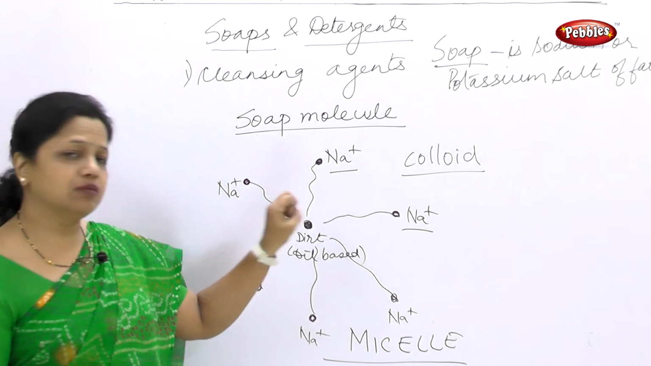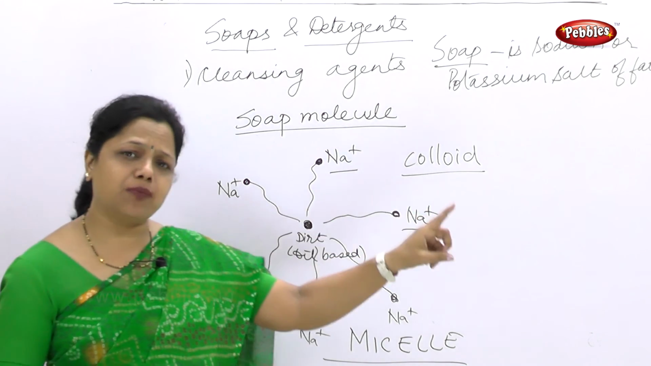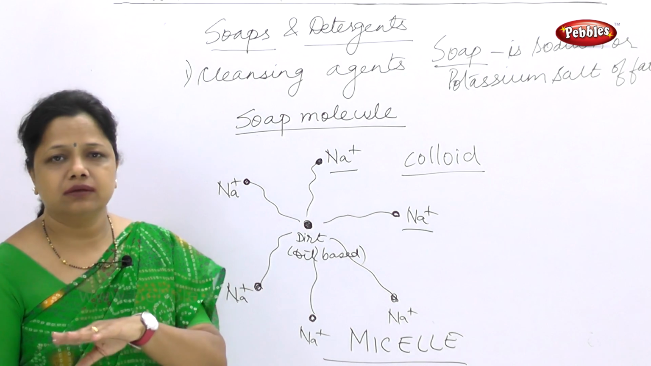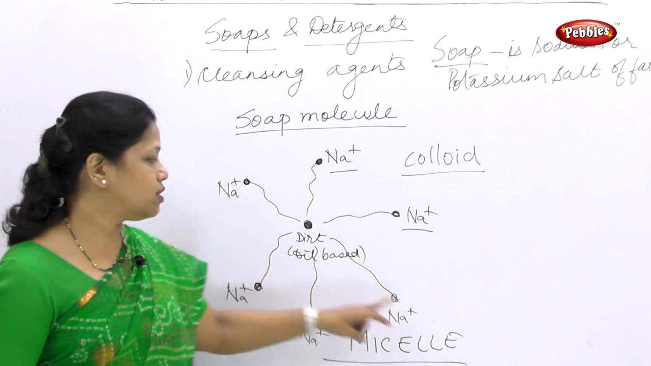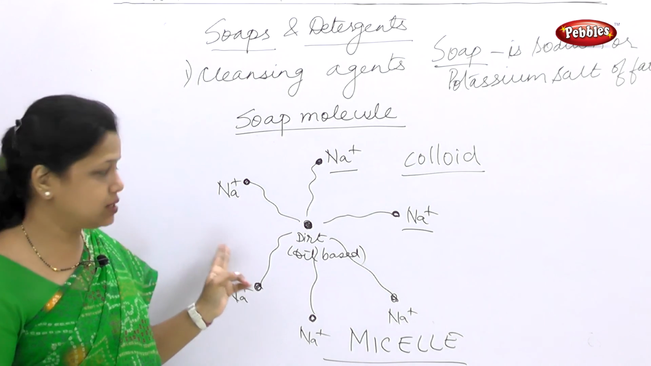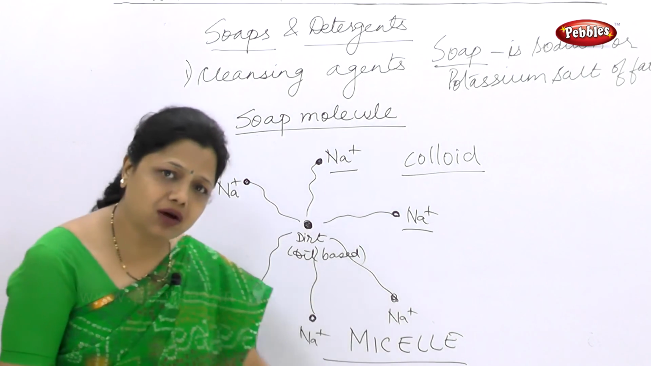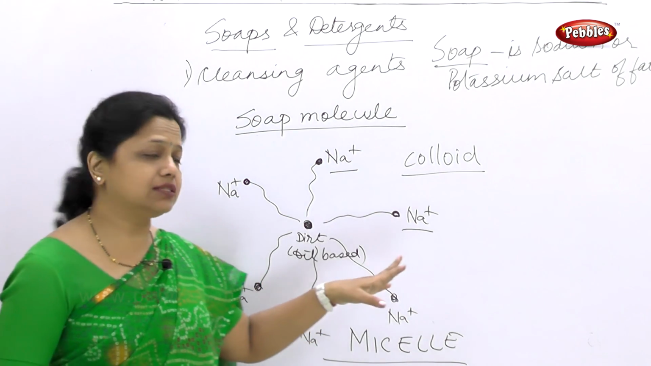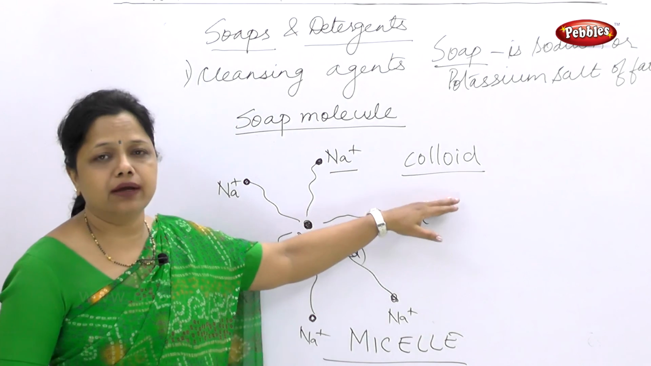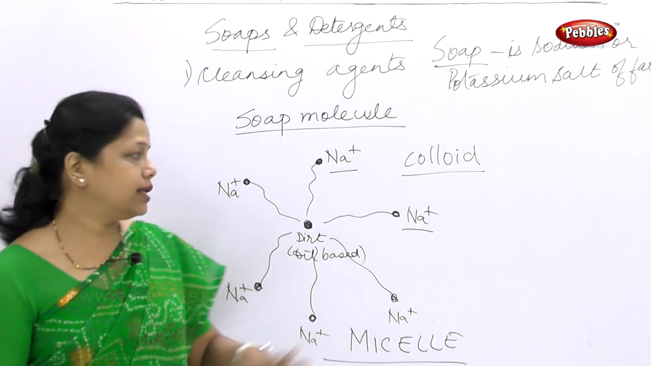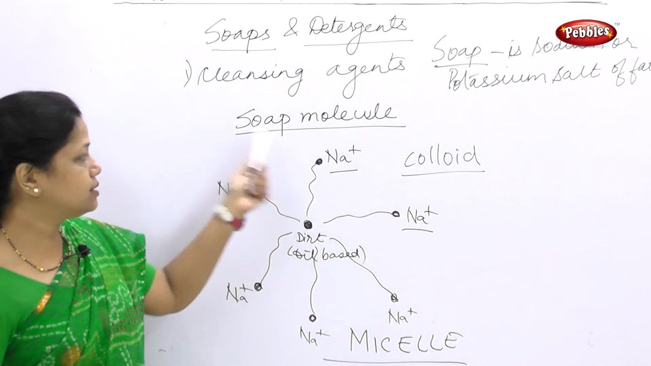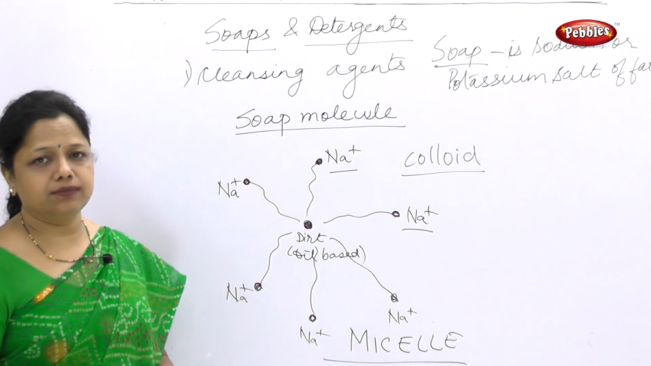This dirt is removed by the fatty acid part, that is the hydrophobic part, and it floats in water. And this sodium or potassium, if it is potassium, they do not settle down because they are all positively charged, same type of charge is there, it forms a colloid which helps them to float, and thus the dirt is removed from the cloth. This is the working of soap molecule.